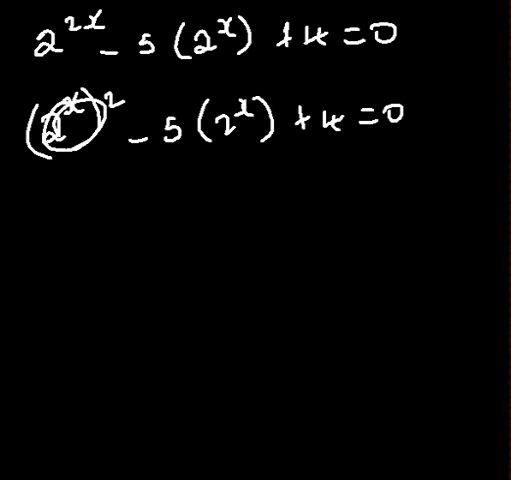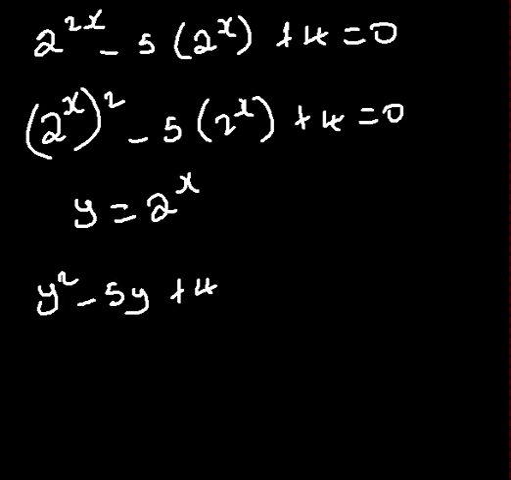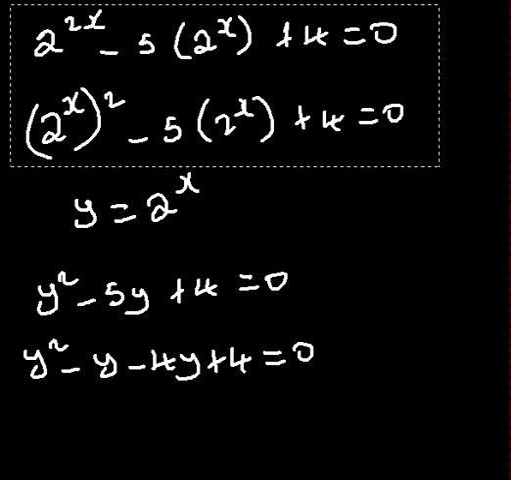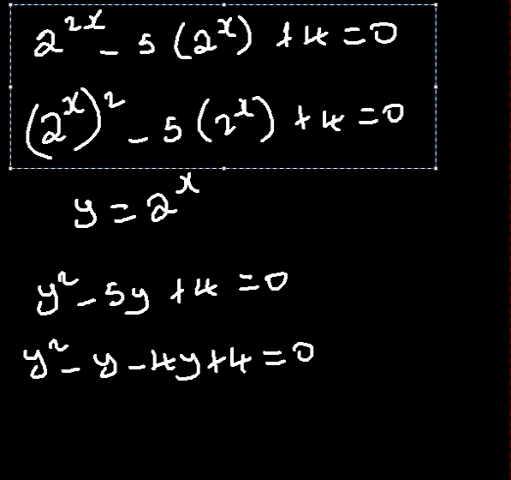Then we'll let this be some variable of interest. Let's use y, so y is equal to 2 to the power x. Then we'll have y to the power 2 minus 5 times y, plus 4, which is equal to 0. The factor method works here. So we have y squared minus y, and minus 4y, plus 4, which is equal to 0. By now you should be much aware of the methods used for solving quadratic equations: the factor method, completing the square method, and also the quadratic formula.